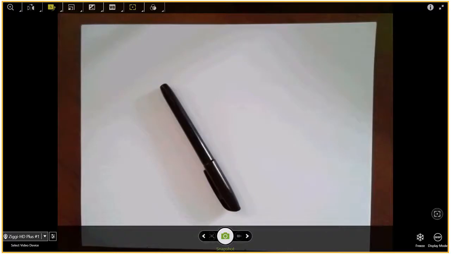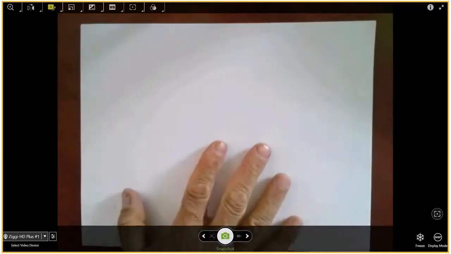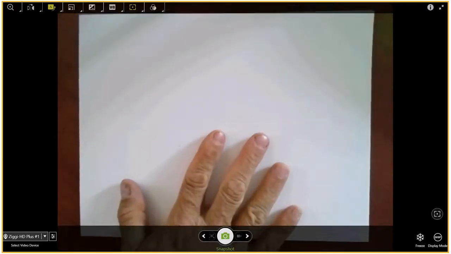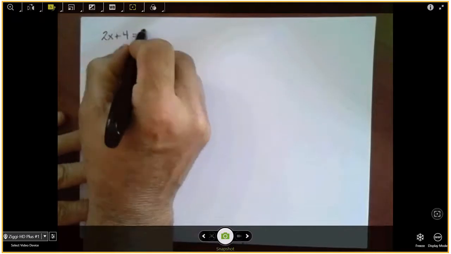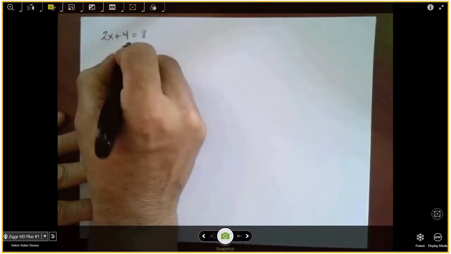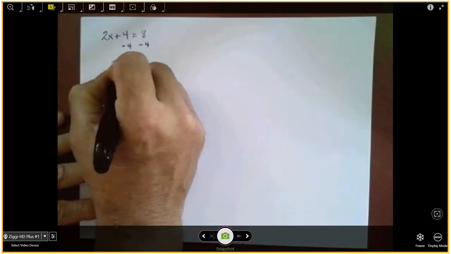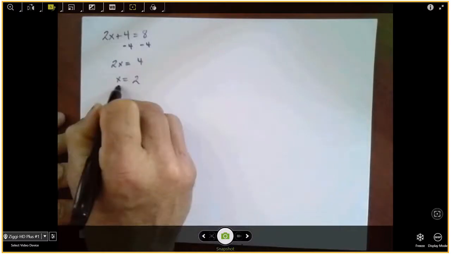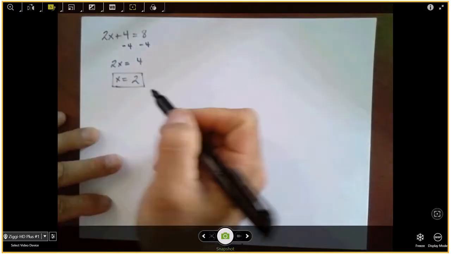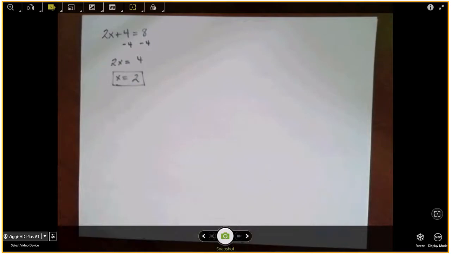Now, inequalities. One of the reasons students have trouble with inequalities is they're not always explained what the difference is between an inequality and an equality. Of course, 2x plus 4 is equal to 8, minus 4, minus 4. 2x is equal to 4, x is equal to 2. That is an equality. An equality is just one number that will work in the equation.